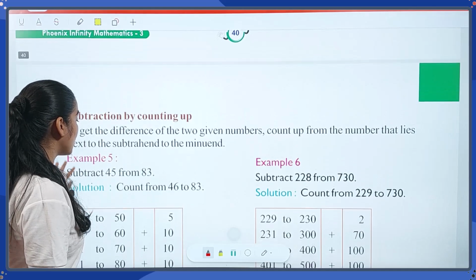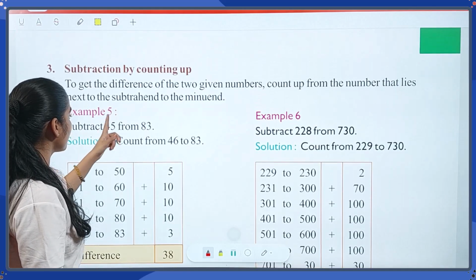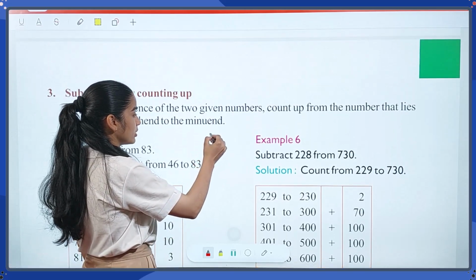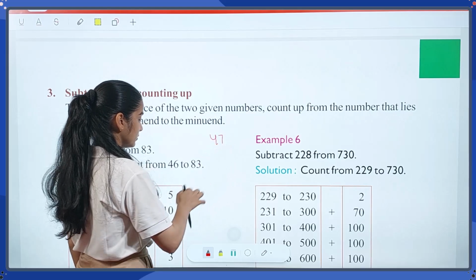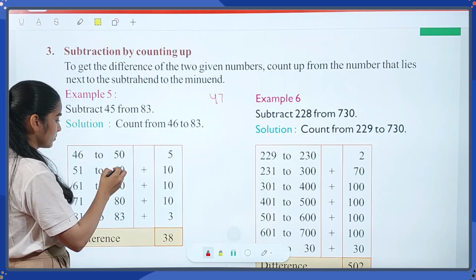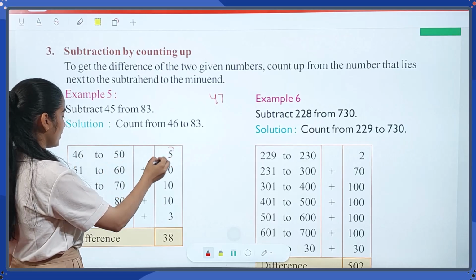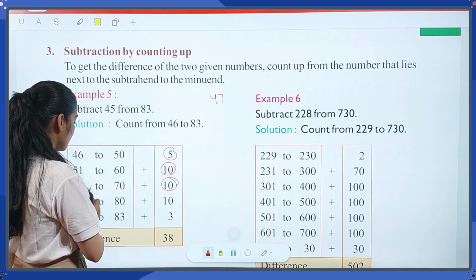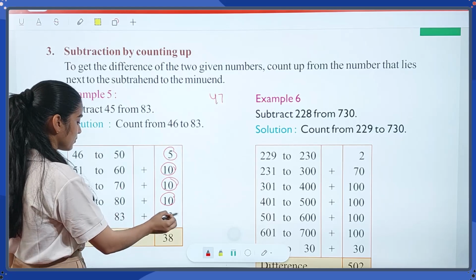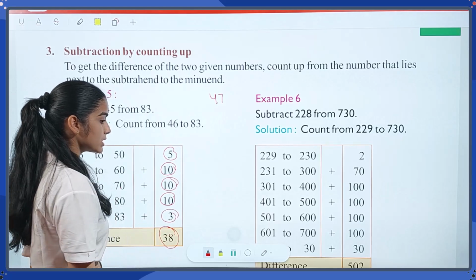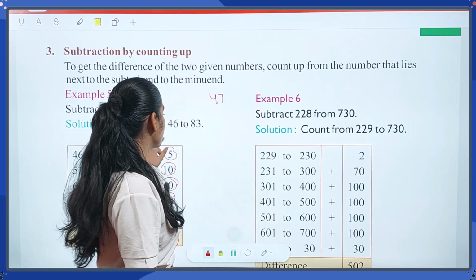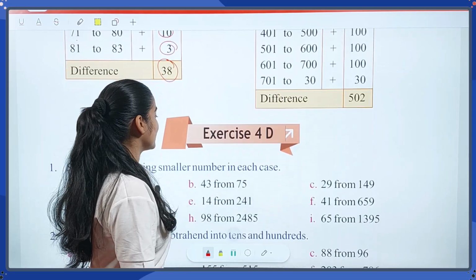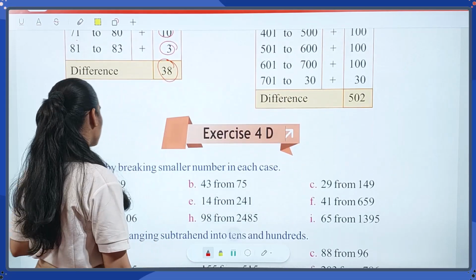Now subtraction by counting up. Counting up means subtract 45 from 83. So count from 46 to 83. What can you do? You have to start your counting after 45. So 46 to 50 we have 5, 51 to 60 we have 10, 61 to 70 we have 10, 71 to 80 we have 10, and 81 to 83 we have 3. So the total number we got is 38. So what will be our result if we subtract 45 from 83? You will get 38.